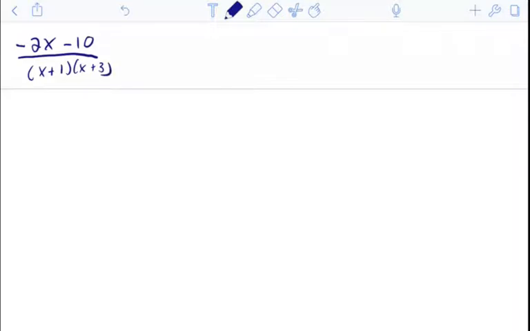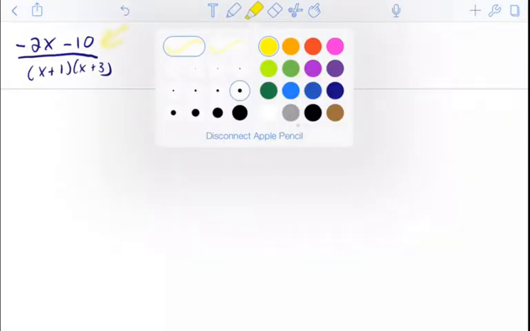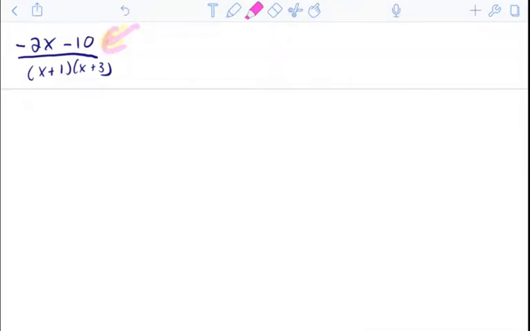Okay, so step one says I want to break it up into... Okay, so first I need to check the numerator and the denominator. What's the degree of this numerator? It's 1. What's the degree of the denominator? Well, this one's degree 1, and this one's degree 1, and they're multiplied together, so the total degree is going to be 2. And the denominator's factored here, so yes, I can definitely use partial fractions. Congratulations. So what's the final answer going to look like? It's going to look like a over x plus 1, plus b over x plus 3. And now I want to figure out what these two values are.